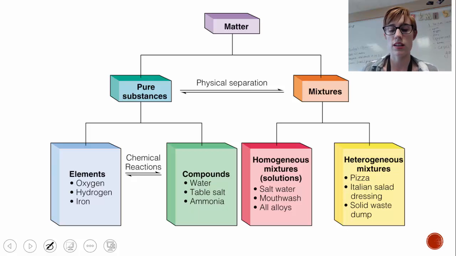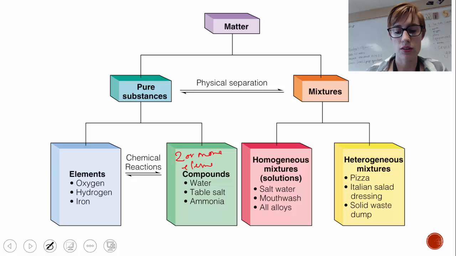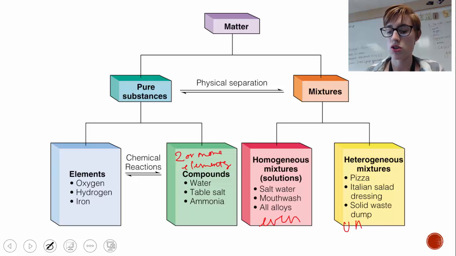And this picture just kind of sums up everything we talked about in our video, in that elements, remember, are made of one element. Compounds are two or more elements bonded together. It's still the same chemical, but they're just bonded together. Homogeneous mixtures are evenly mixed. Heterogeneous mixtures are unevenly mixed. And that's it for this video.